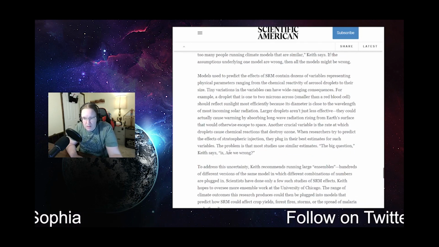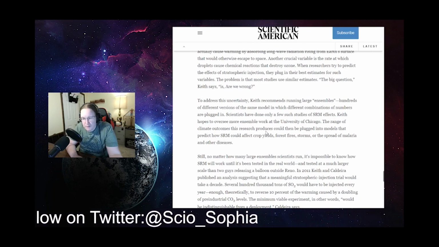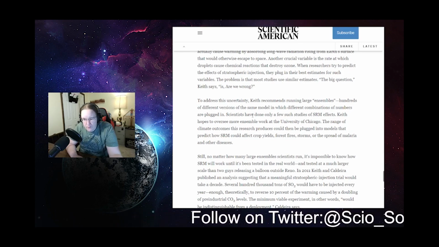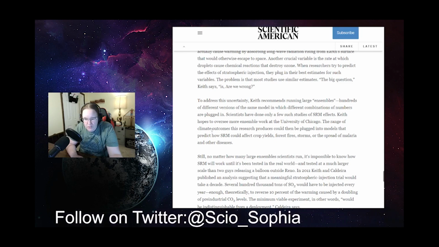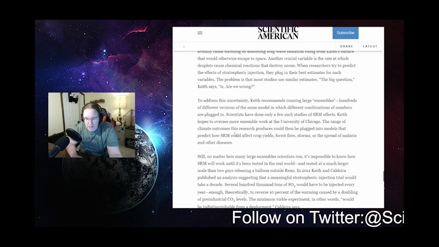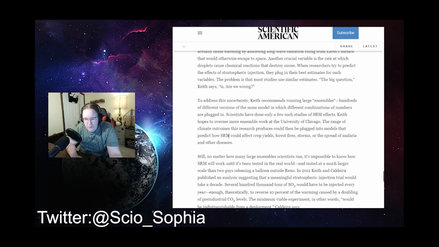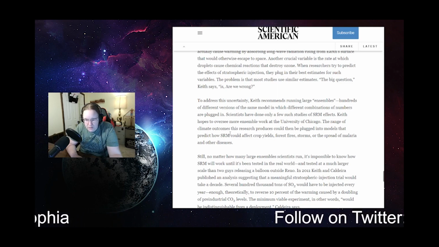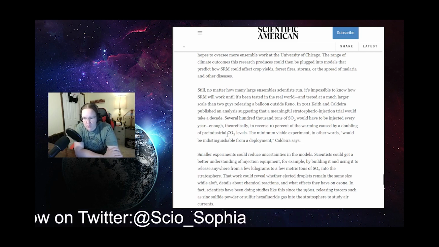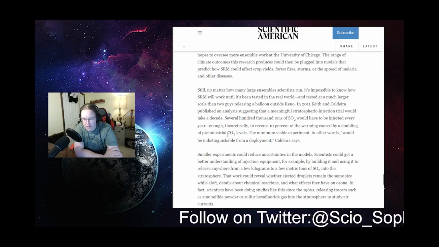Distinctly possible. To address this uncertainty, Keith recommends running large ensembles, hundreds of different versions of the same models, in which different combinations of numbers are plugged in. Scientists have done only a few such studies of SRM effects. Keith hopes to oversee more ensemble work at the University of Chicago. The range of climate outcomes this research produces could then be plugged into models to predict how SRM could affect crop yields, forest fires, storms, and the spread of malaria and other diseases. Still, no matter how many large ensembles scientists run, it is impossible to know how SRM will work until it's been tested in the real world, and tested at much larger scale than two guys releasing a balloon outside Reno.